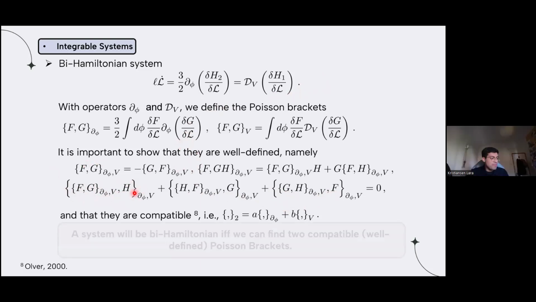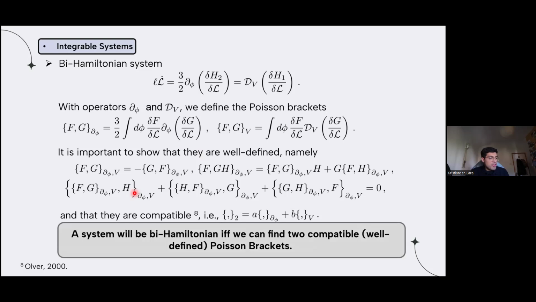Thanks for the question. So now comes the definition of a bi-Hamiltonian system because I didn't define it. Well, a system will be bi-Hamiltonian if and only if we can find two compatible, well-defined Poisson brackets. That's it. So heuristically speaking, you will be able to rewrite your favorite nonlinear PDE in two different but equivalent ways, such that they allow you to define well-defined Poisson brackets. That's it. End of the story.